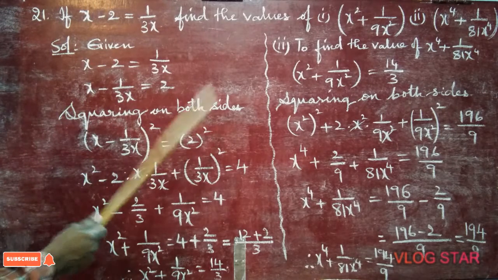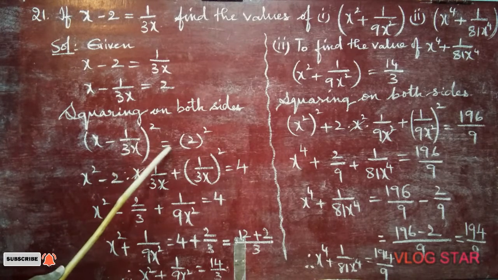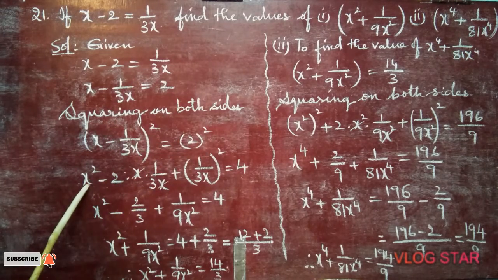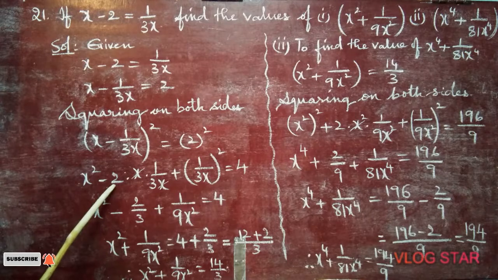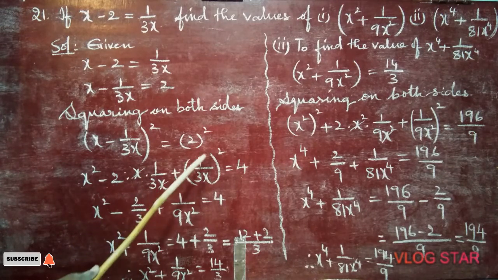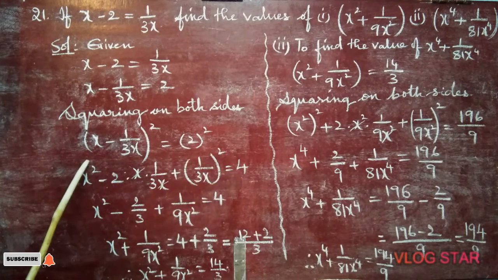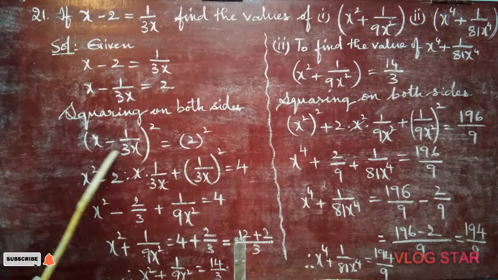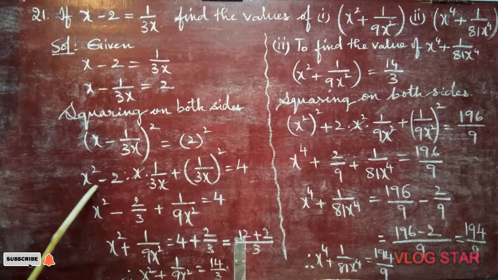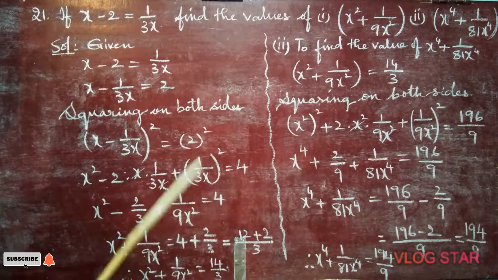Now squaring on both sides. (x − 1/(3x))² = 2². x² − 2 · x · 1/(3x) + (1/(3x))² = 2 twos are 4. Which formula do I have to mention here? (a − b)² = a² − 2ab + b². You have to write the formula compulsorily.